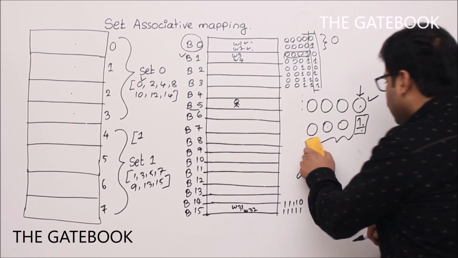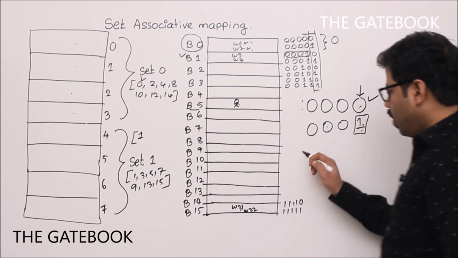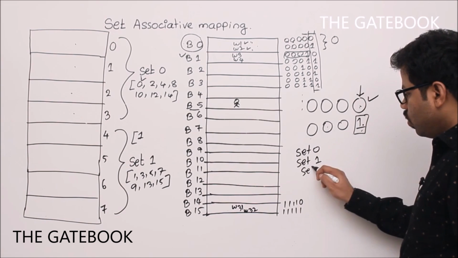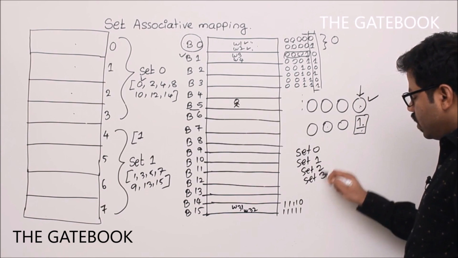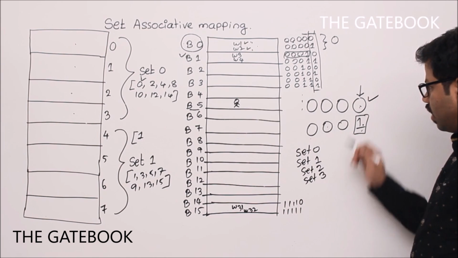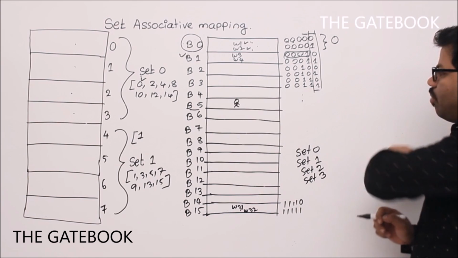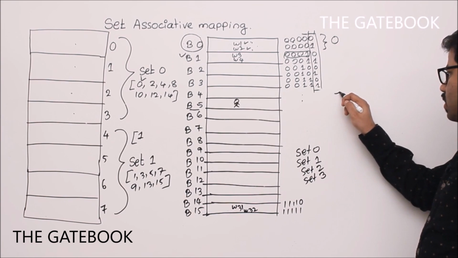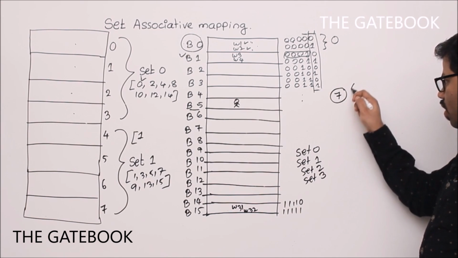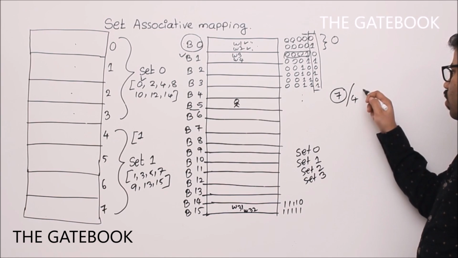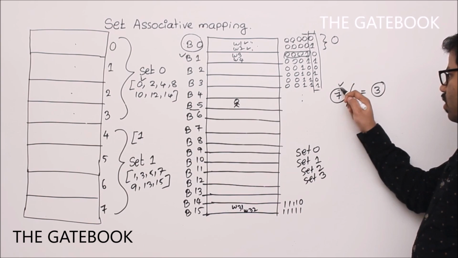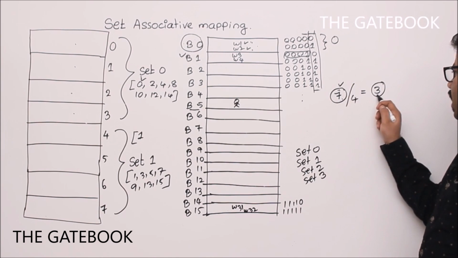Okay. Now let us try to understand with 4 sets. Example, if you have 4 sets, they are set 0, set 1, set 2, set 3. If you want to know which main memory block number will go to which set, then the simple technique is: divide the memory block number by 4. Let's say you have main memory block number 7. Take the main memory block number, divide by the number of sets. Number of sets is 4. Then what is the remainder? 3. Then main memory block number 7 should go to set number 3.